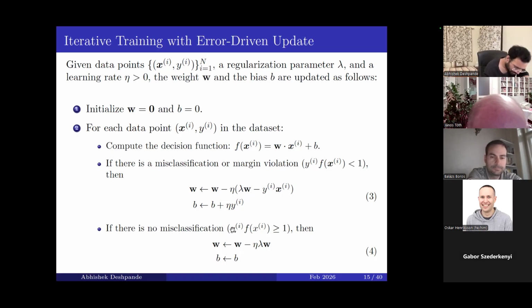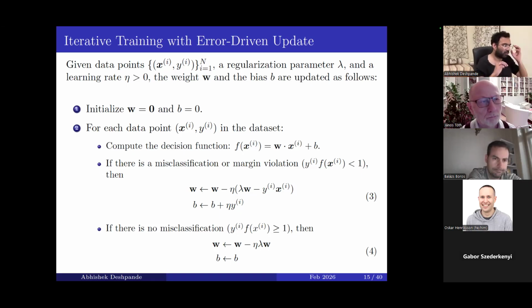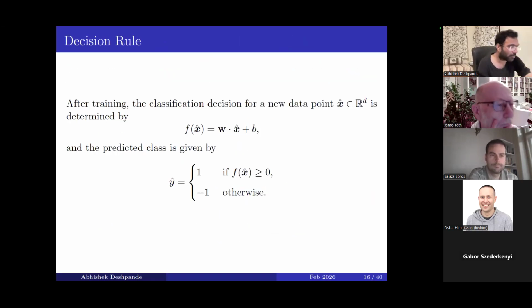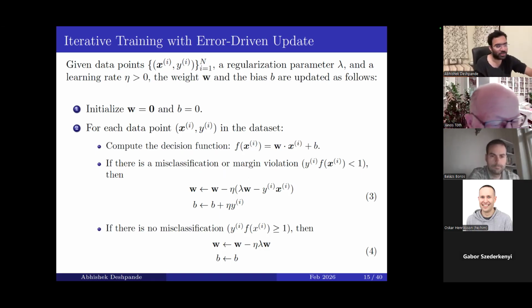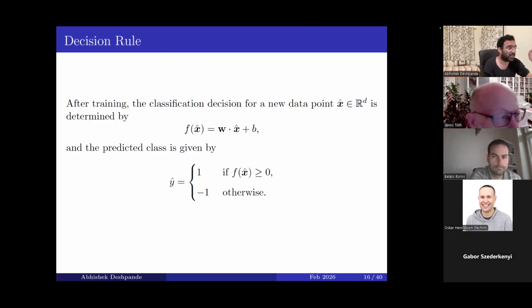So we need to do different things for different scenarios. We need to check whether there is margin violation or misclassification, and then you need a different way to update the weights and the bias. And if there is no misclassification, then you need to do something else to the weights and the bias. All right. Once you do this iteratively for many iterations and have got this optimal W and B, the question is, can you frame a decision rule for this?